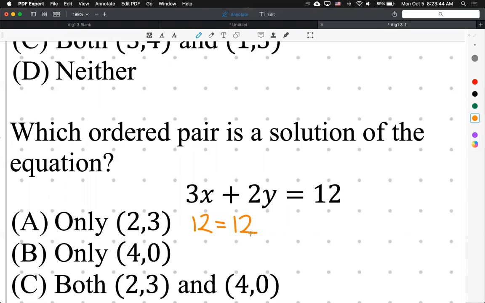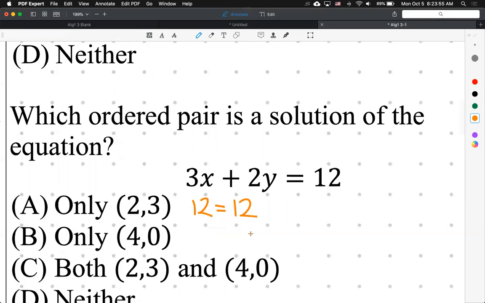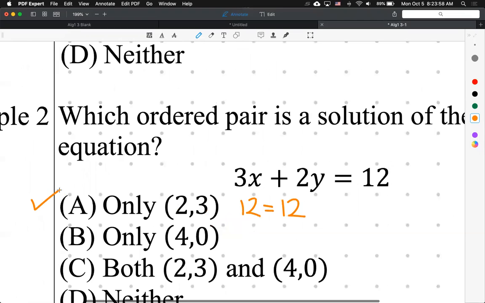12 is equal to 12. I want to know, did you get the same answer, or did you get a different answer? Thumbs up, same answer, different answer. All right, thumbs up have it. It is 12 is equal to 12. So we can go over here and put a check mark. That was one of them.